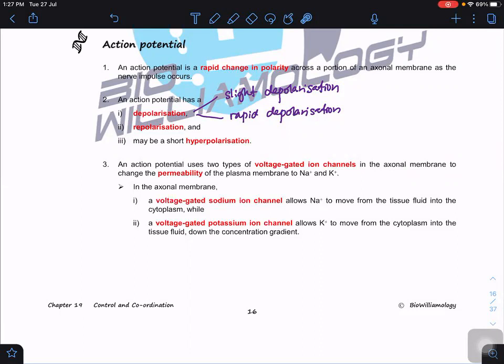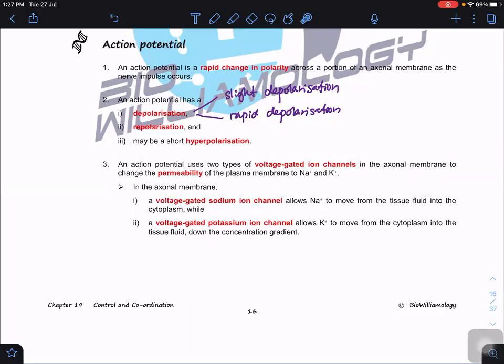Then after that, immediately when it reaches a certain value, we are going to have the repolarization. Basically, we switch it off and then we switch it on again. So we have a repolarization. Re means that we want to redo, make it become polarized. And then most of the time, we do have a short hyperpolarization. It means that after we polarize, we overshoot a bit.